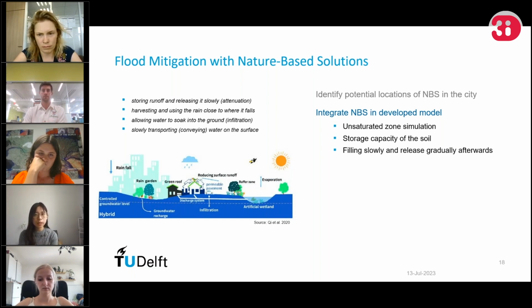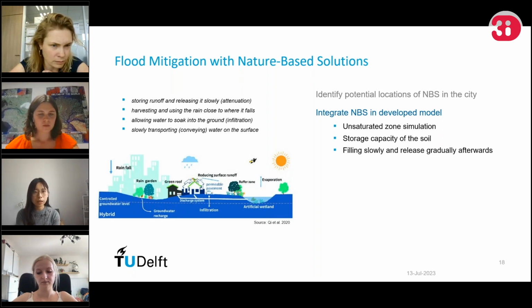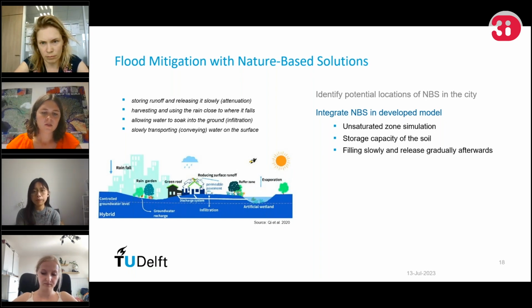The general concept of nature-based solutions for flood mitigation is attenuation, harvesting the rainwater, infiltration, and conveying the water slowly to the surface. So it is important to consider the simulation of the storage capacity of the soil, which is the unsaturated zone simulation, to see if the layer can perform the filling slowly and release gradually afterward.